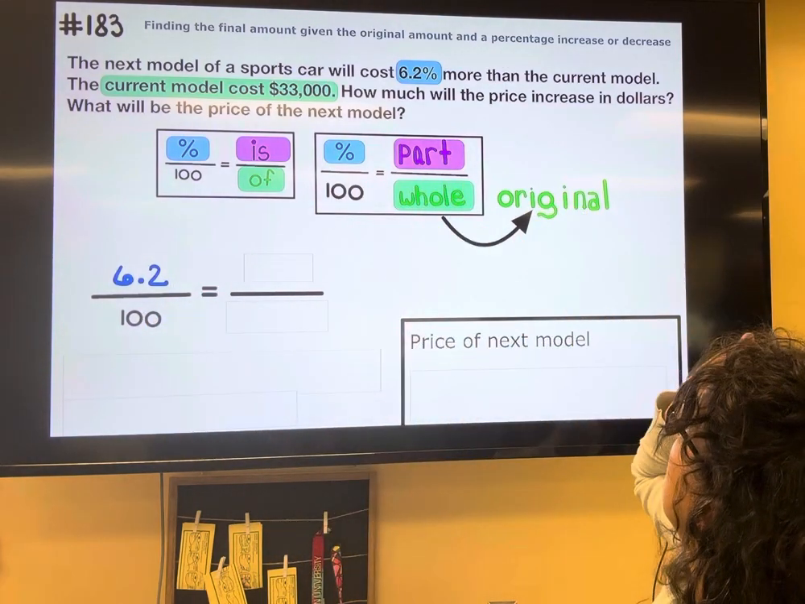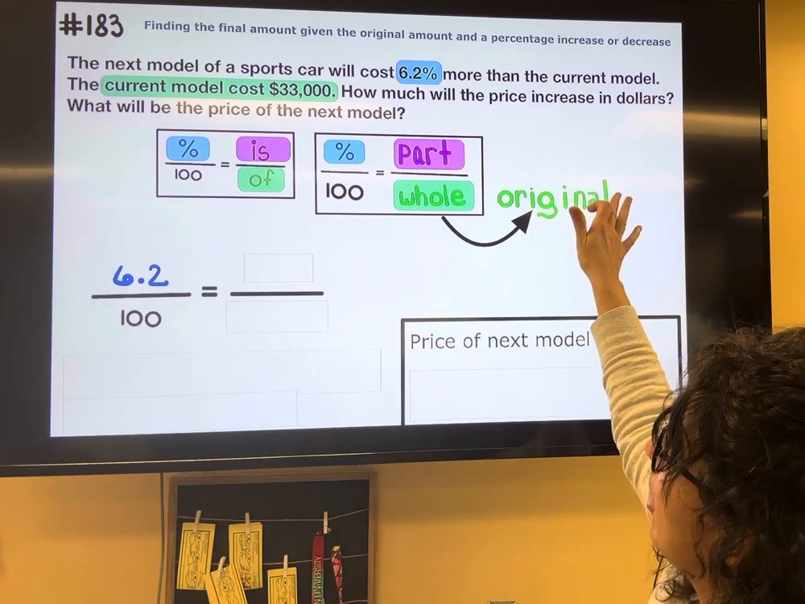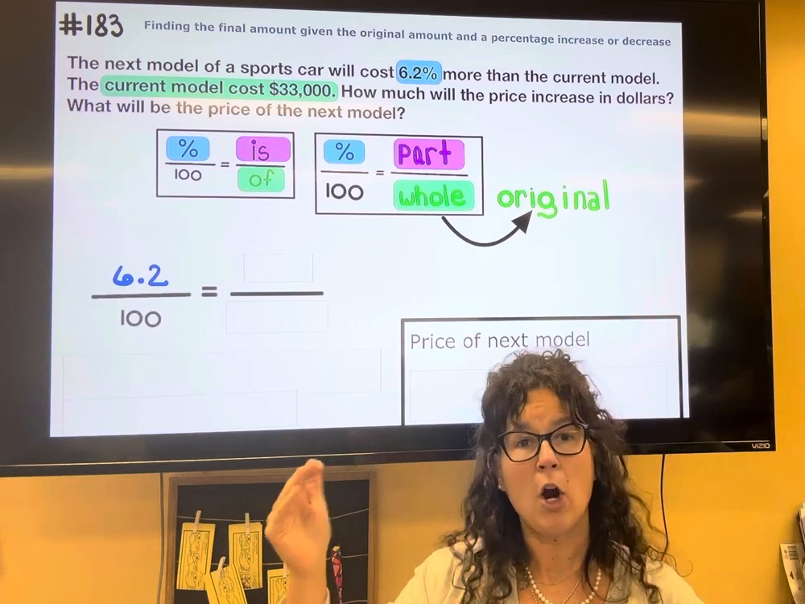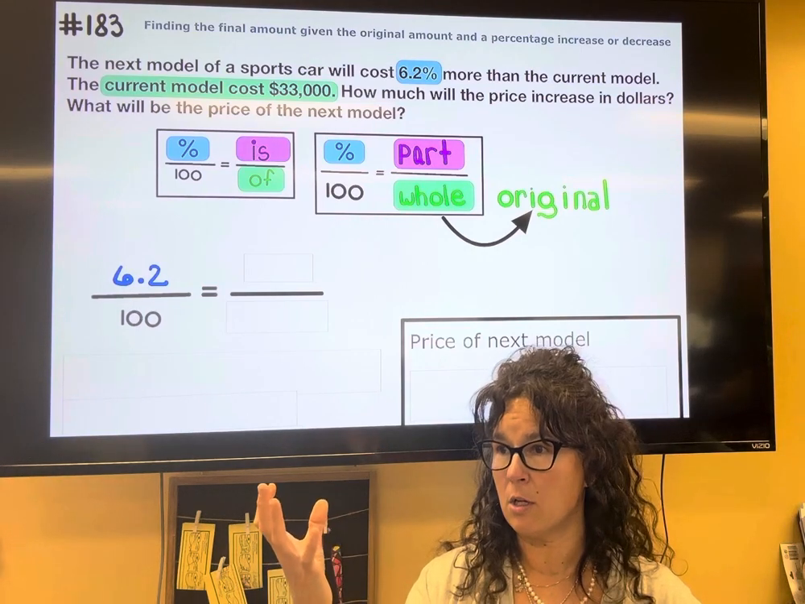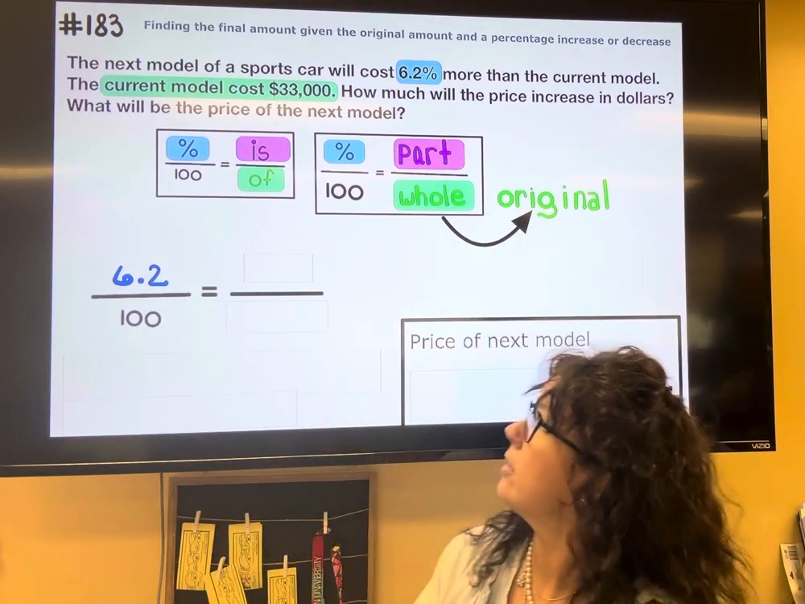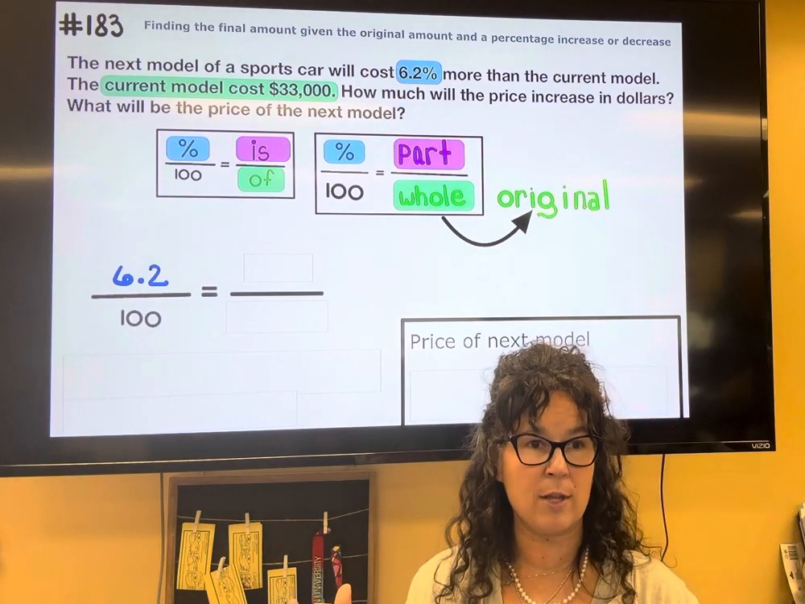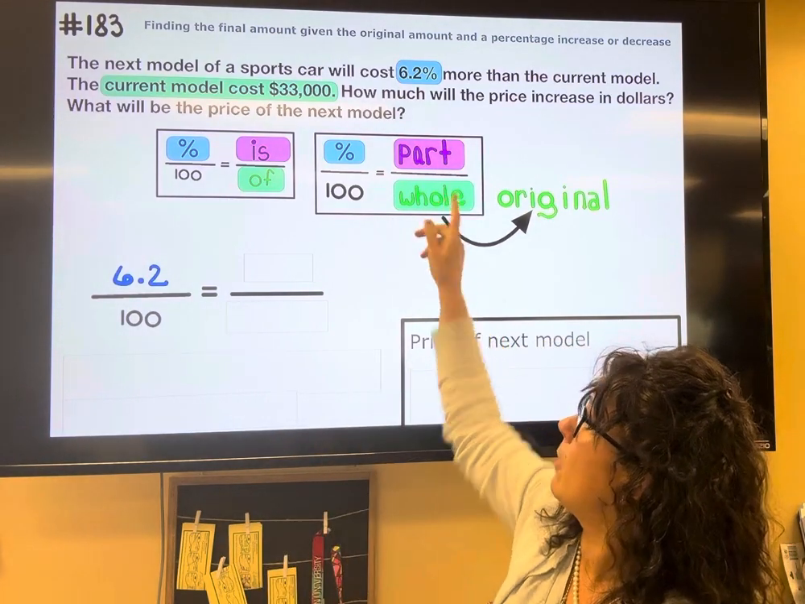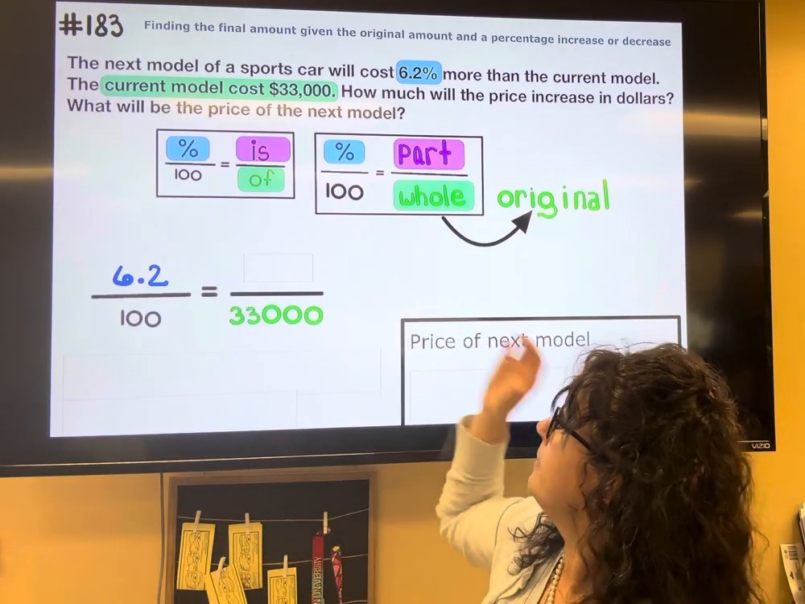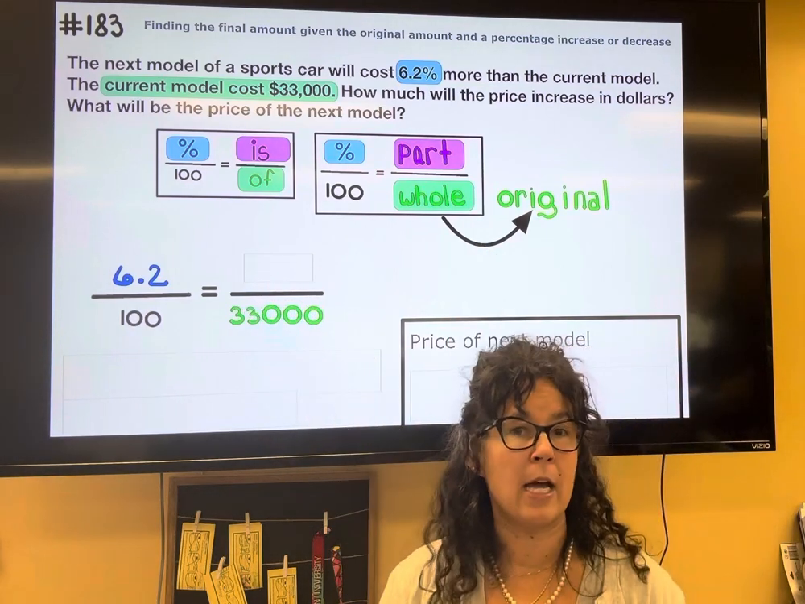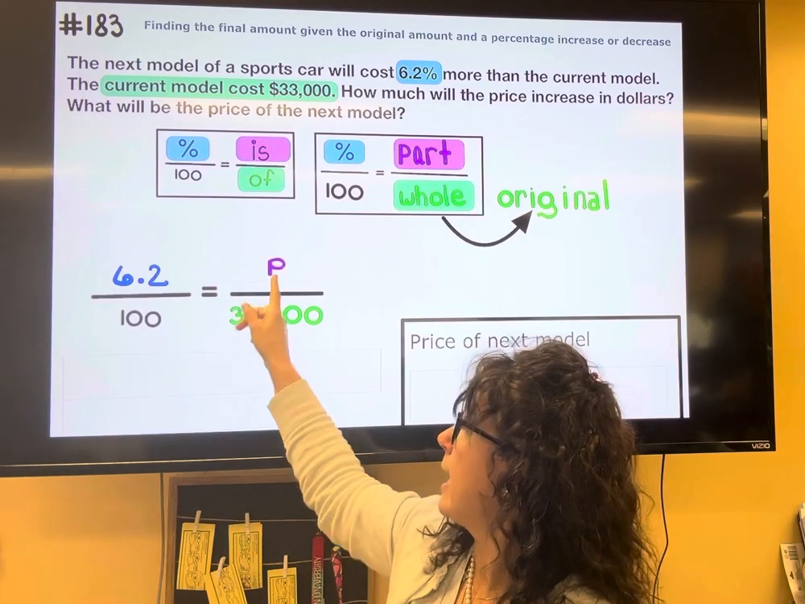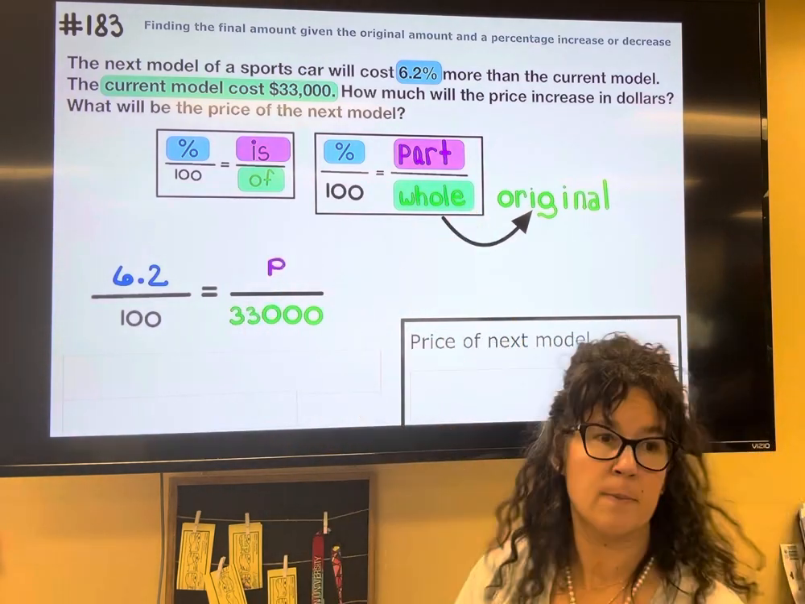Then I keep reading, 6.2% more than the current model. The current model costs $33,000. So part over whole, that's the original amount. So if this is referring to the original amount, this car originally cost $33,000. So in this spot right here, I'm gonna put $33,000. Okay, then that means this is my unknown. So I'm gonna put a variable in that spot, and I just went with P for part.